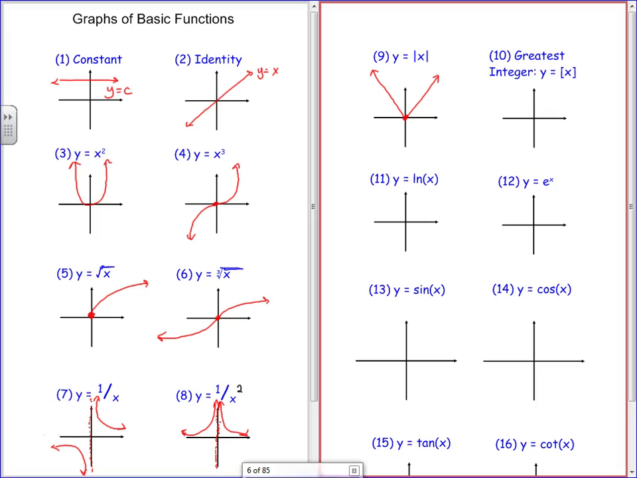Greatest integer. Last year, you might want to put this off to the side. The greatest integer was also, I think he was called that. He can also be called the step function. FN, abbreviation for function. He can also be called the step function.